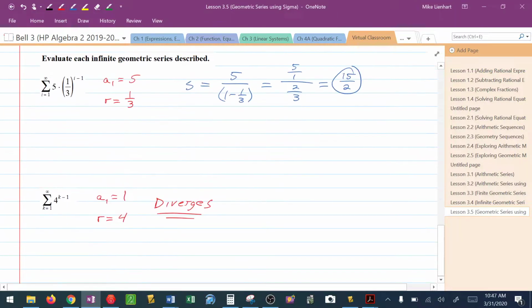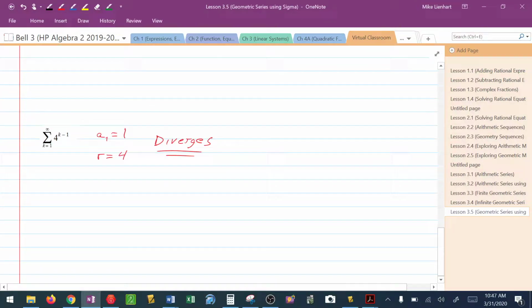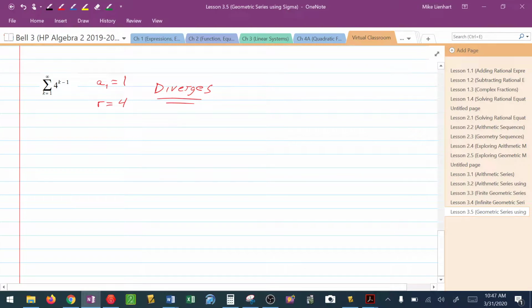All right? Notice in the previous one, R was 1/3. In this one, R is 4. We can't find its sum. Its sum does not exist.